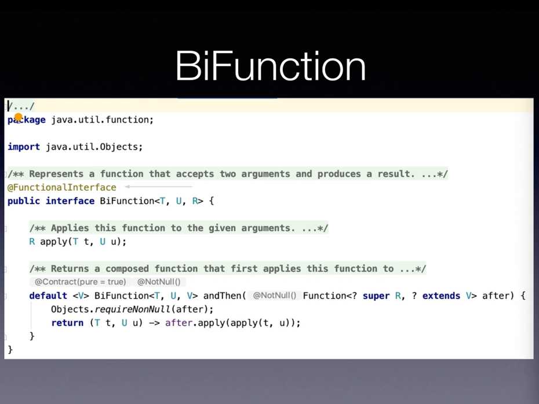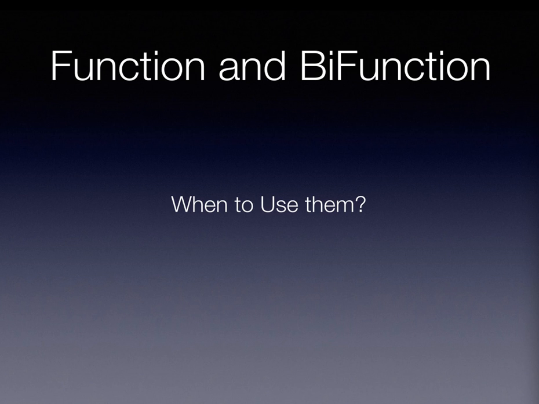It has the FunctionalInterface annotation. It is parameterized by two types, T and U, in the return. It has an abstract method named apply that receives a type T and U, and a default andThen method. So when to use the Function and BiFunction? Let's take a look at some examples.